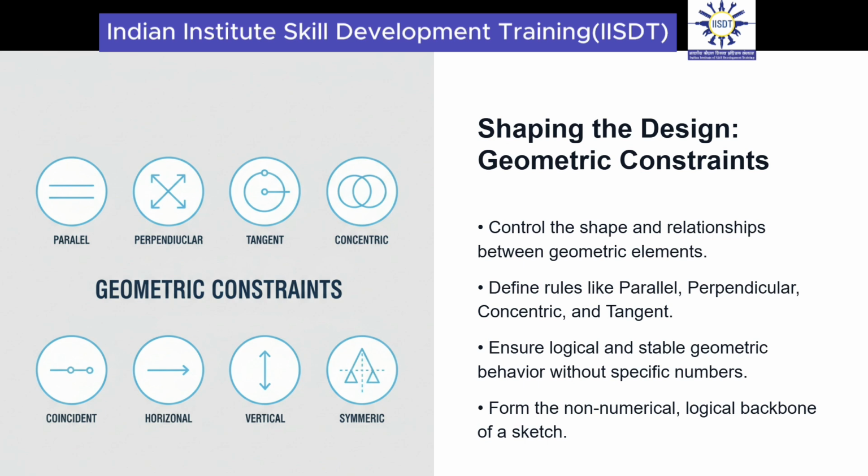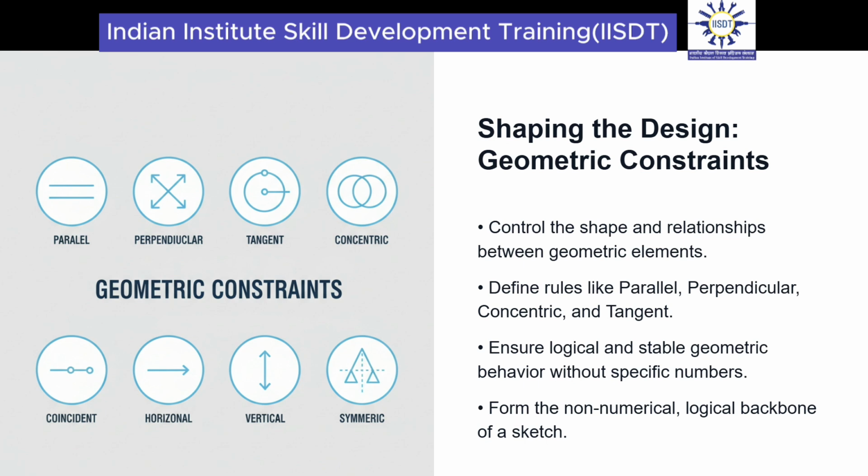A concentric constraint forces two circles or arcs to share the same center point, which is crucial for features like flanges or washers. The tangent constraint creates a smooth, seamless transition between a line and an arc, a vital relationship in designing everything from machine cams to sleek product casings. Other common constraints include symmetric, horizontal, vertical, coincident, and collinear. Each one imposes a specific logical rule that removes ambiguity from the design.